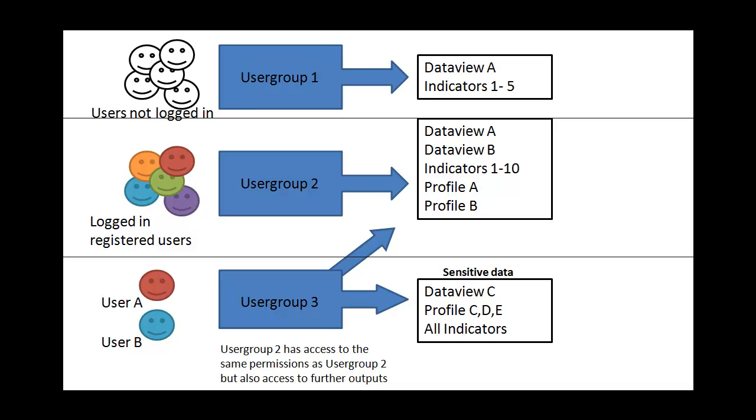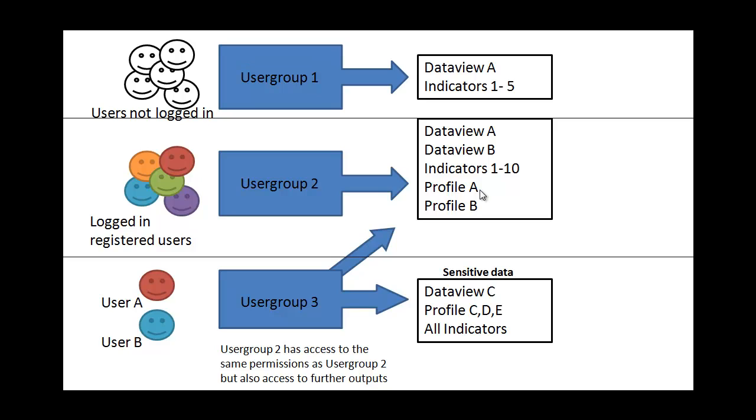This first diagram shows how user groups can be used to restrict access. The top set of users, who are not logged in, are automatically assigned to user group 1, and therefore only have access to a restricted set of outputs, in this case data viewing and indicators 1 through 5 only. However, once a user is registered and logged in, they may be able to access a wider range of data and outputs. This is represented by the users in user group 2. You can see that they have access to further data views, indicators and profiles.